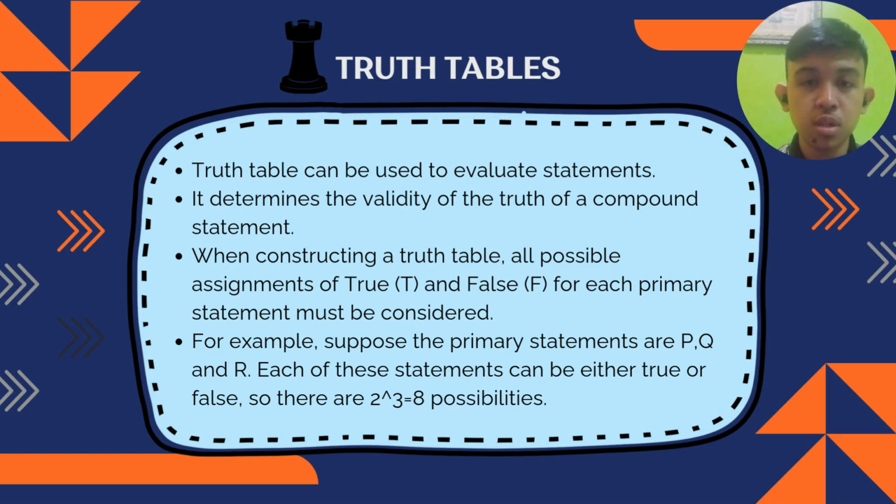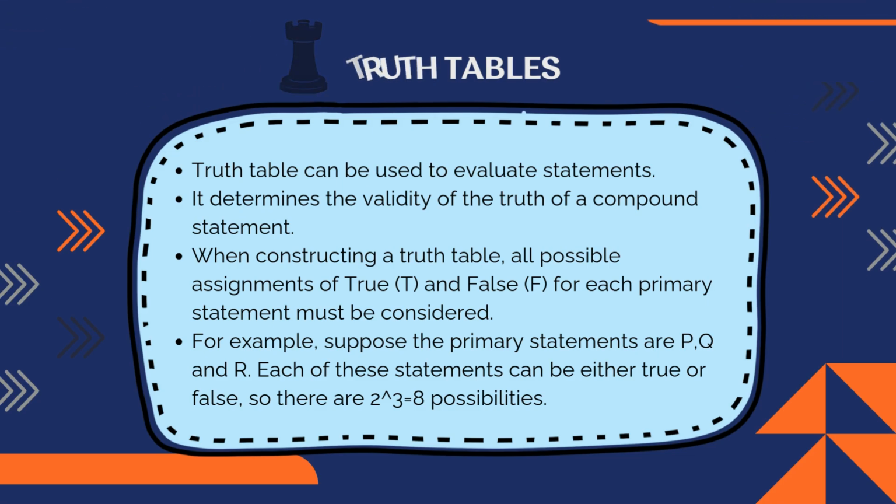Example of possibilities. For instance, let's say we have three primary statements P, Q, and R. Since each of the statements can either be true or false, there are 2 to the power of 3, equal to 8, possible combinations of those. This structured approach makes it easier to analyze and validate even the most complex logical statements.